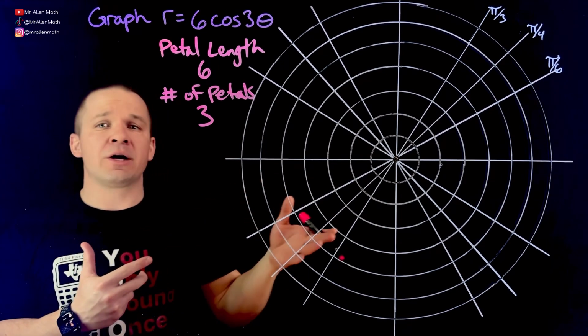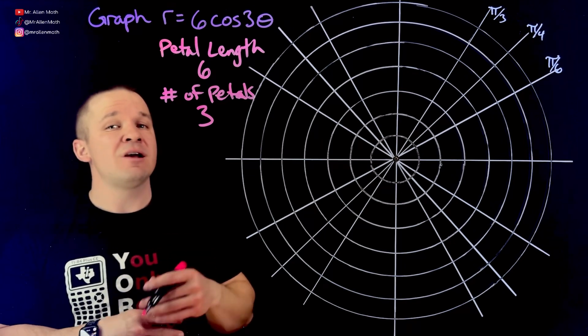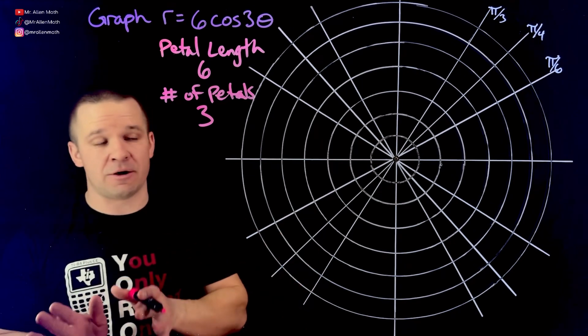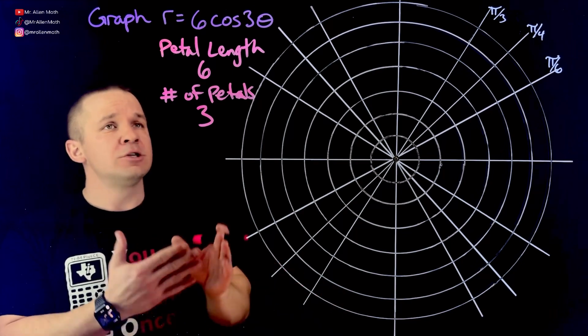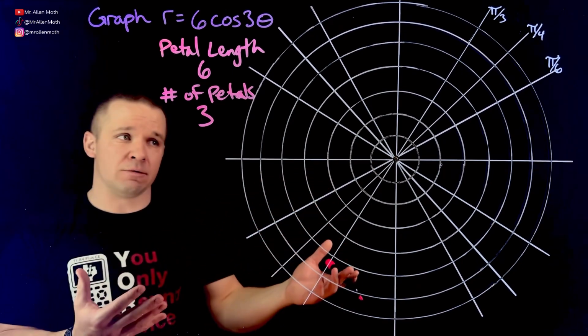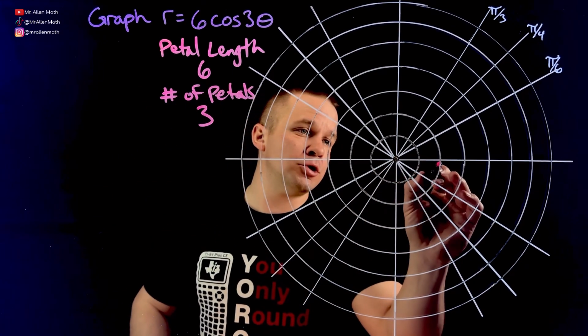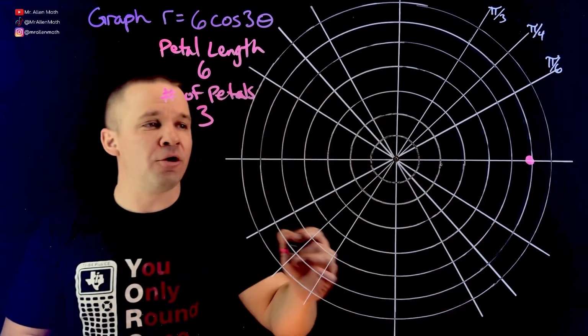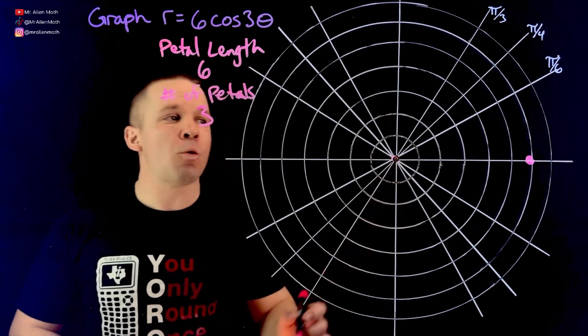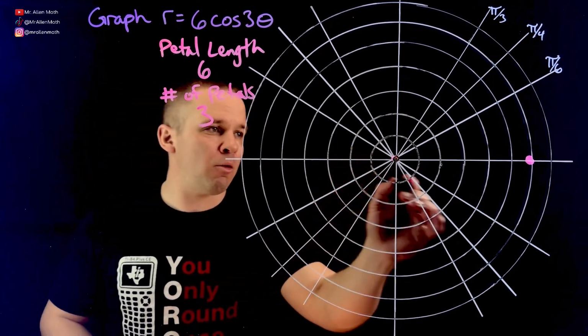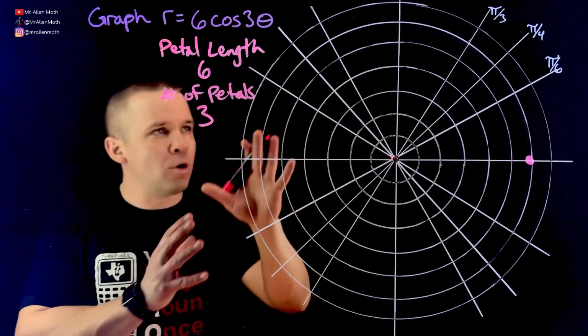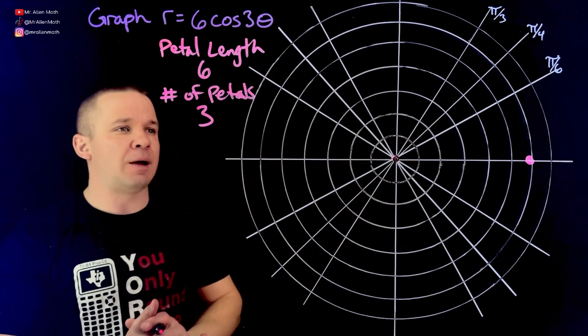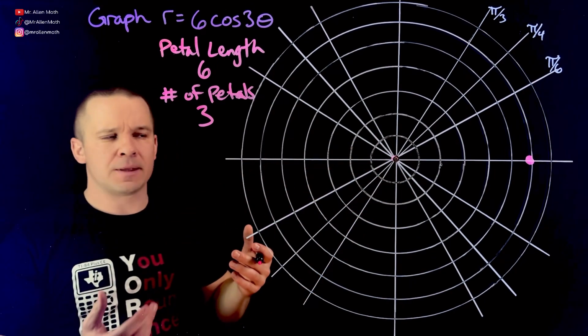Now, where does my cosine graph start? It always starts at 0. Okay, sine is a little bit different. Again, we'll deal with that in another video. So for cosine, we're going to start at 0. So I'm going to have a length of 1, 2, 3, 4, 5, 6 for that first one there. And they'll all come back into the origin as well. Okay, so we're just going to find out where each of our petals goes, and then we'll draw them all in. But they're all going to have a length of 6, and there's 3 of them.